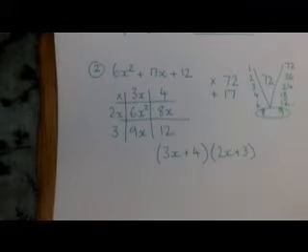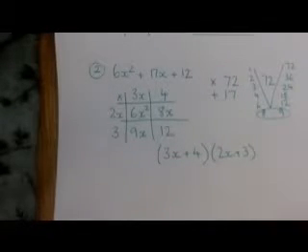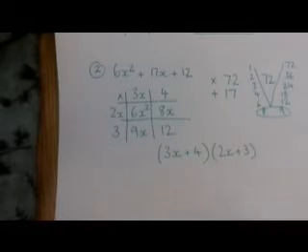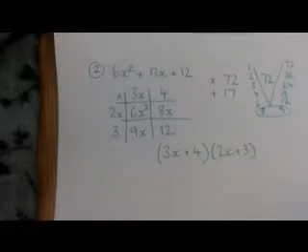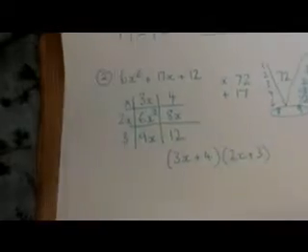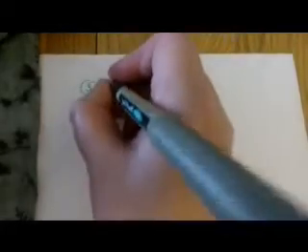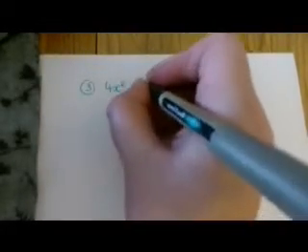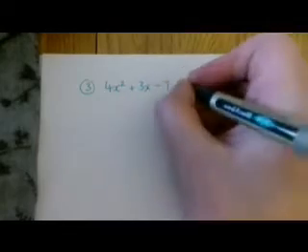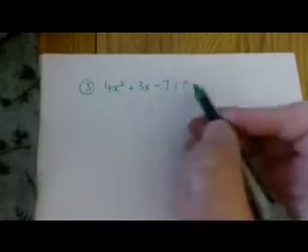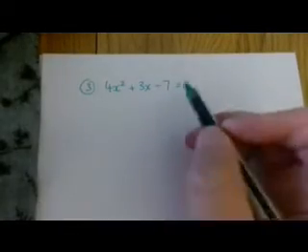Okay, so that's 2 examples. Let's just try one more, and this time we're going to solve as well as factorise. So, example number 3. 4x squared plus 3x minus 7 equals 0. This time we've got the equals 0, which means we're looking for 2 solutions.